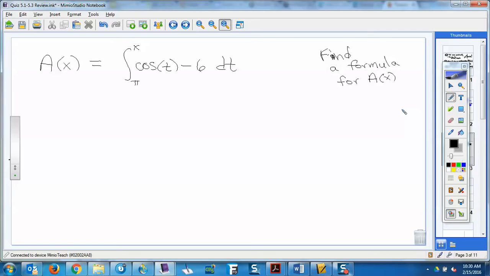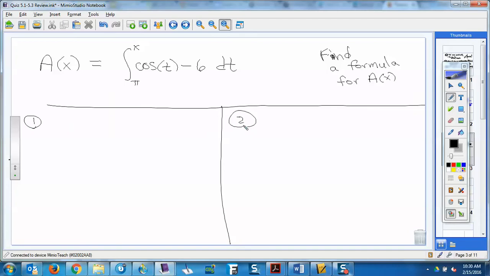Antiderivative, right? That's what the area function is, the antiderivative. That's what we found out. So we're going to do it with antiderivative. There would be two ways we could actually do this one, so I'm going to do it both ways. Either one is perfectly fine. The first way we did it was just simply with doing an antiderivative.